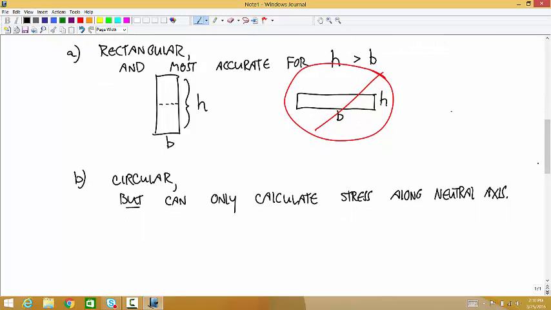So that seems absurdly useless, except that that happens to be the place where the stress due to shear force is maximum. So at least we have that. Like if we're trying to figure out where you're going to get big stresses due to shear force, we can calculate that for a circular cross-section. So that's where the biggest stress due to shear force occurs, at least.